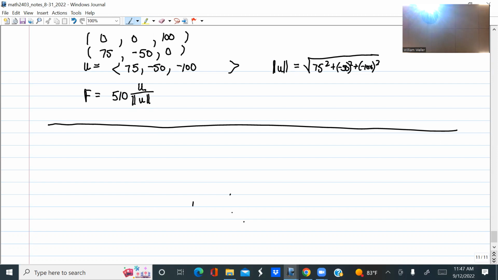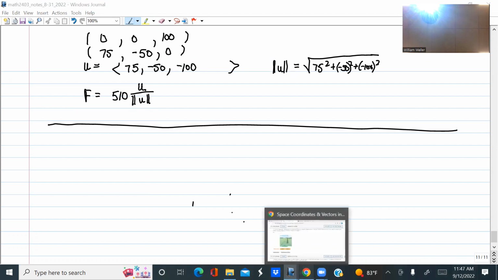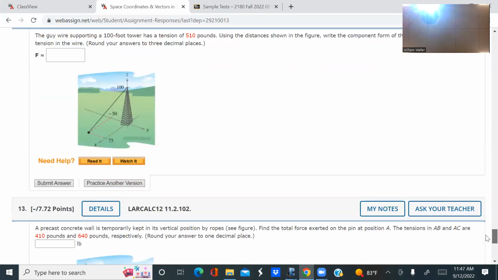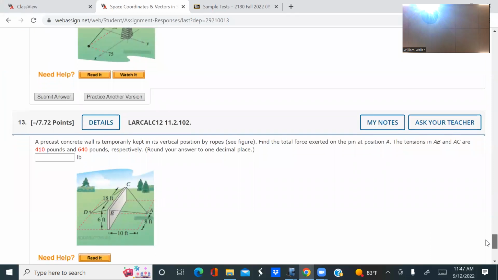Now, primed with that knowledge, let's see if we can figure out how to start the next problem. So it's very similar, except you've got this concrete wall, but also being held up by these, in this case, ropes. But you have tension on the ropes. So a precast concrete wall is temporarily kept in this vertical position by these ropes. We want to find the total force exerted on this stake, this pin here in position A.